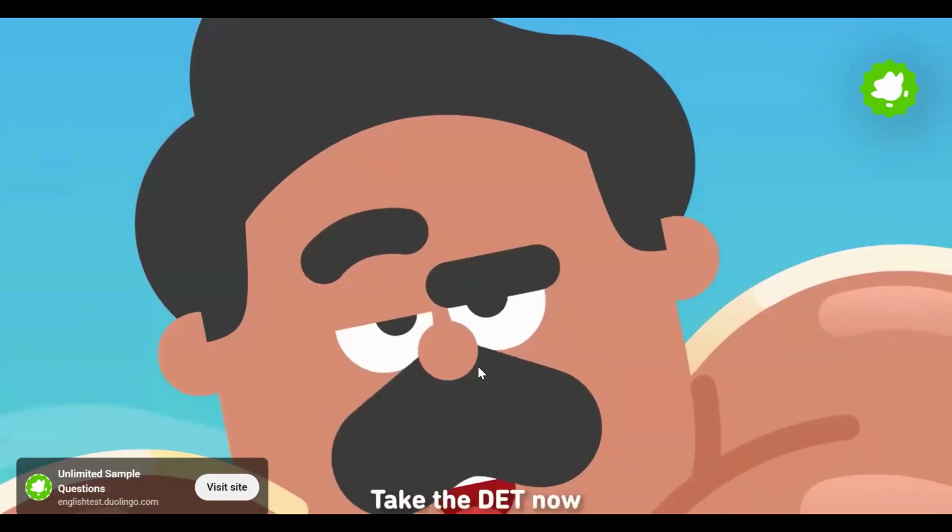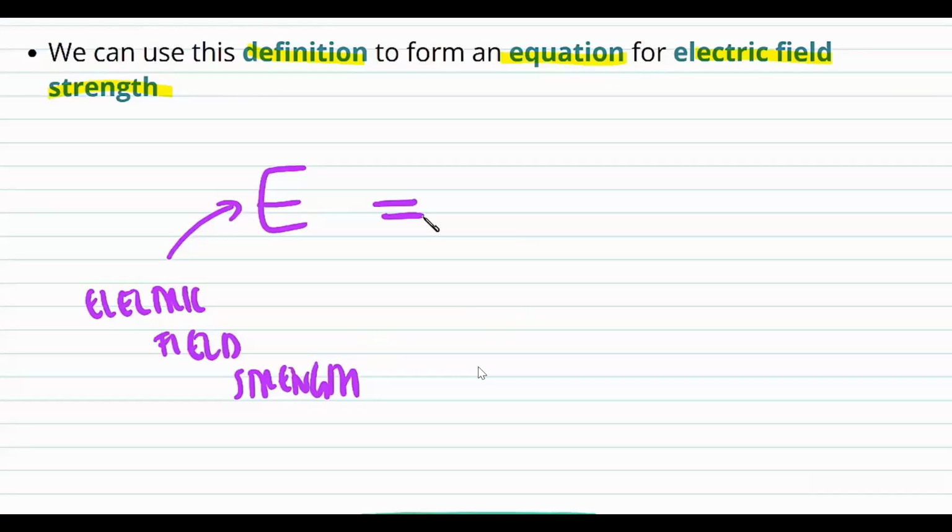Is equal to... we can talk about a few things. First of all, electric field strength can be described by looking at the diagram as well.